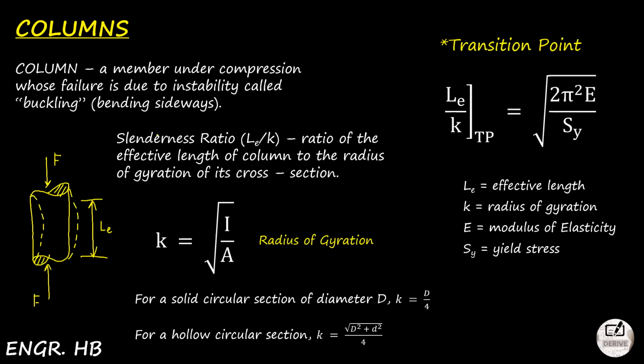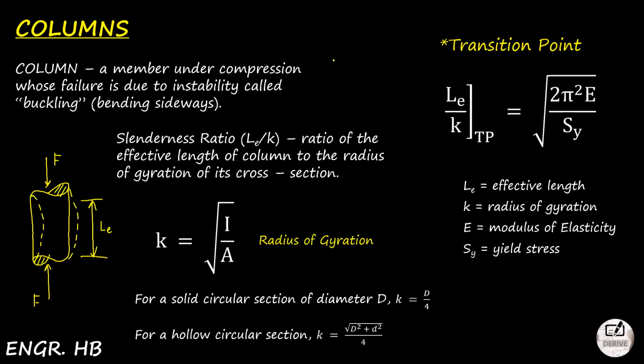Okay, so columns. Ano nga muna ba ang column? So a column is a member under compression whose failure is due to instability called buckling or bending sideways. So kagaya ng picture na ito, this is a member who's under compression. So nakikita nyo, yung force is for compression, pero yung failure niya is due to instability called buckling or bending sideways.